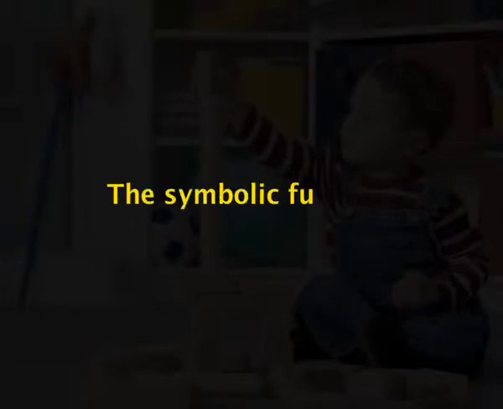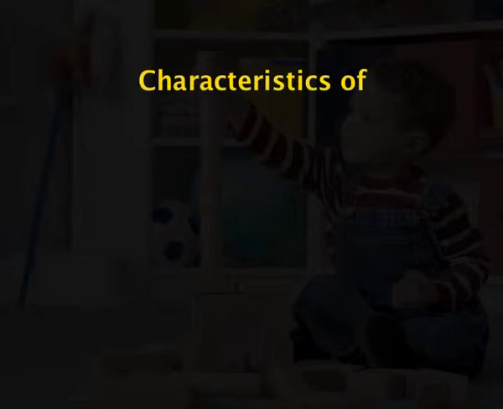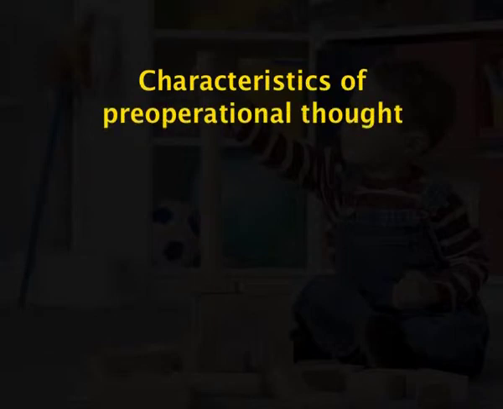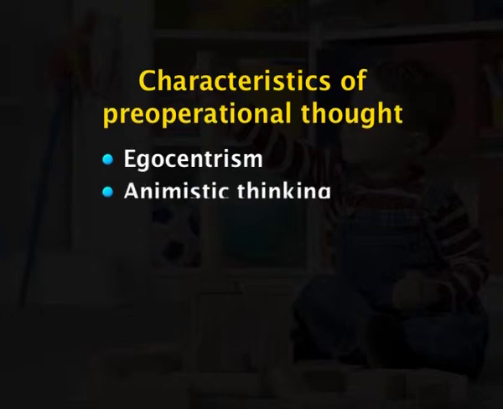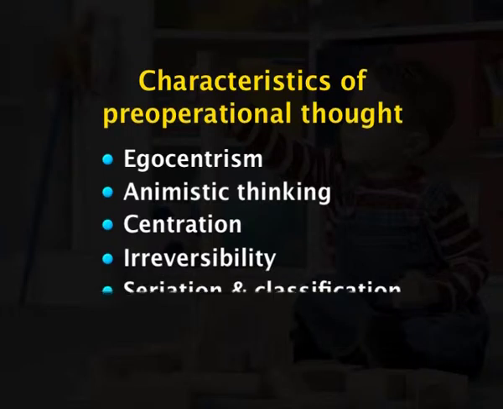The symbolic function. The young child thinks first in symbols and continues to do so even after they become proficient with language and other socially accepted signs. The characteristics of pre-operational thought are egocentrism, animistic thinking, centration, reversibility, seriation and classification.